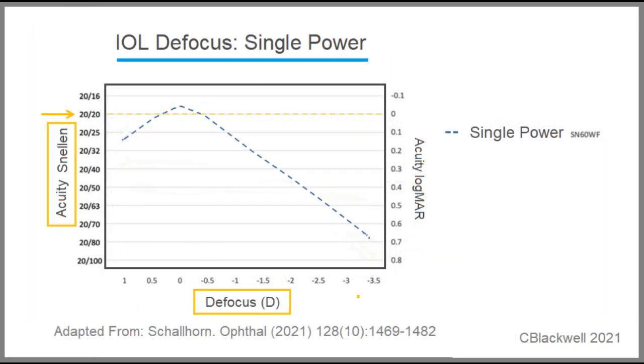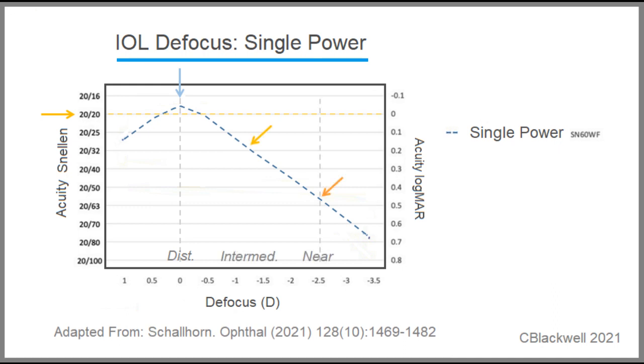Here is what a defocus curve looks like for a single power lens. The x-axis is the amount of defocus, the y-axis is visual acuity. The vision with distance correction only is at the 20/20 level, the horizontal gold arrow. This is what we expect for an otherwise healthy eye. Since this lens implant is only aimed to be in focus for a distance, vision falls off as lenses are added, pushing the eye out of focus.